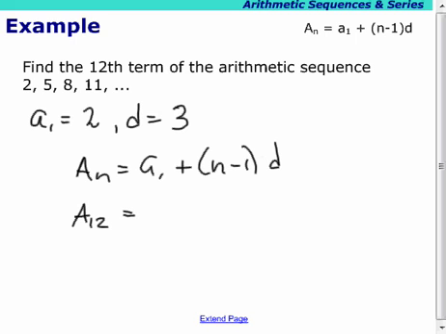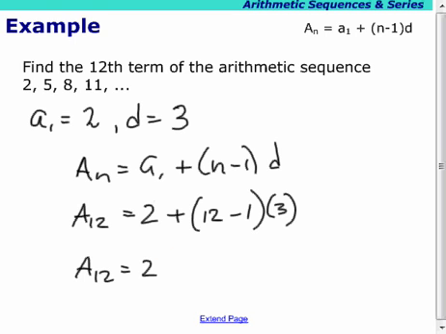So a12 is equal to the first term, 2, plus the number of terms, well, they're wanting the 12th one, so there will be 12 terms, minus 1, multiplied by the difference, which is 3. So determining the 12th term is 2 plus 12 minus 1 is 11. 11 times 3 is 33. I'll write it like this. And 33 plus 2 is 35.